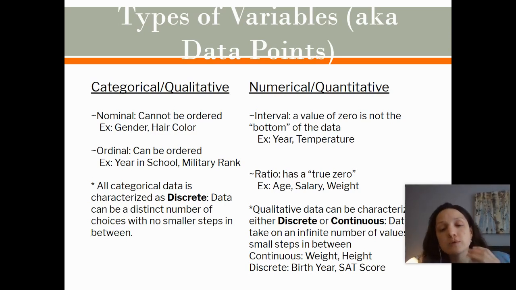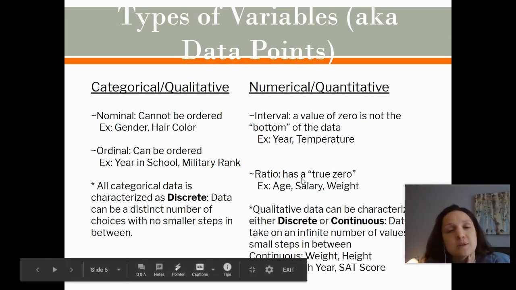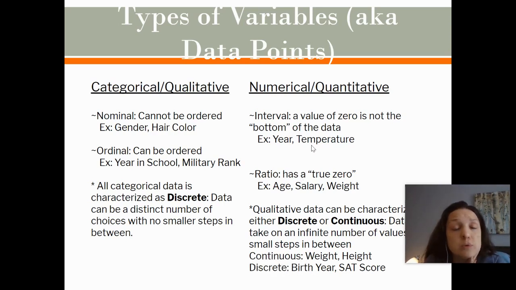Now, numerical values also have two subheaders, and honestly, in all of my years of teaching statistics, I've never really had to differentiate between them, but to make you a good consumer of statistics, I want to give you the vocab. Interval data is when 0 is not the bottom of the data. And the only two great examples I can give you for that are year and temperature. Ratio, on the other hand, has a true 0. Ratio is when 0 is the absence of the thing.